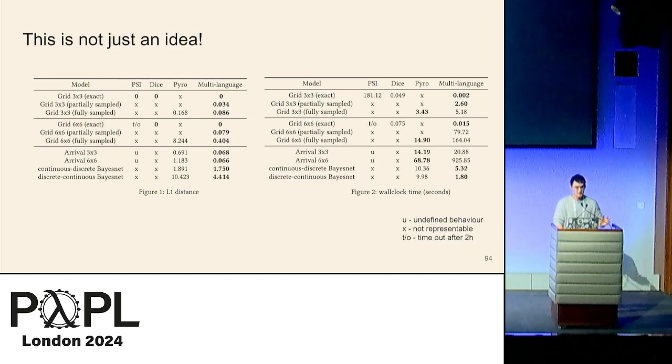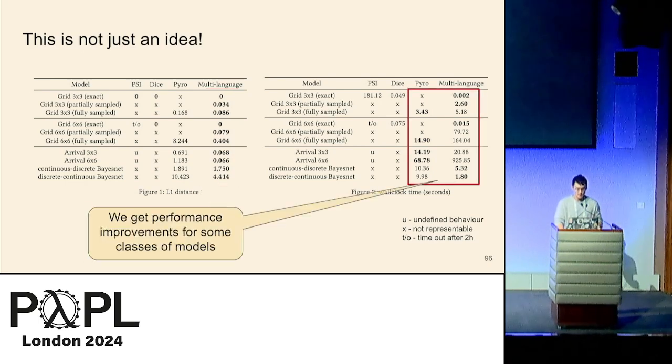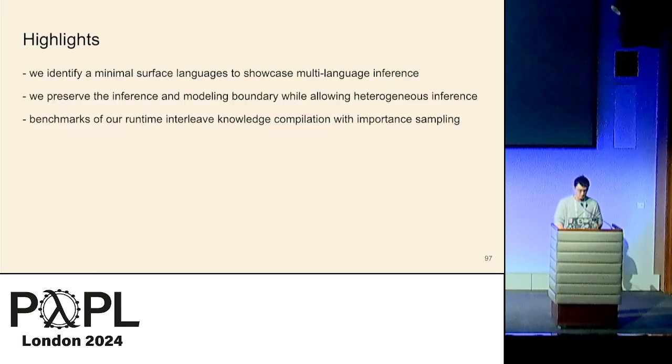So this isn't just an idea. We have a prototype which actually does this work, and these two tables are really just trying to show you that we always get that partially collapsed importance sampler, and that we get performance benefits on certain classes of problems.